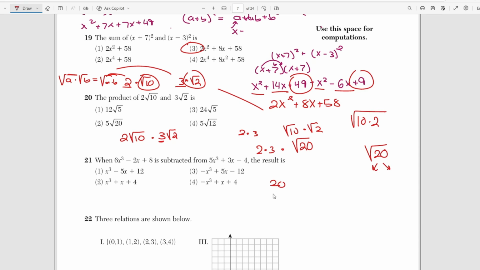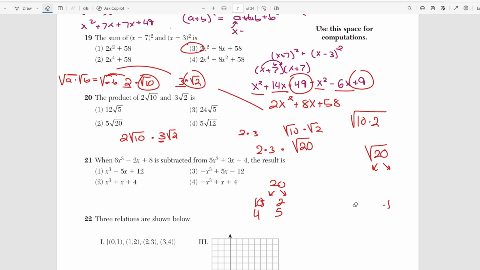So you think, well, what perfect square goes into 20? Well, I have like 10 times 2. They're not perfect squares. I have 4 times 5. 4 is a perfect square. So again, remember that rule. If I have radical 4 times radical 5, that's the same thing as saying radical 4 times 5, which gives me 20. But wait a minute.